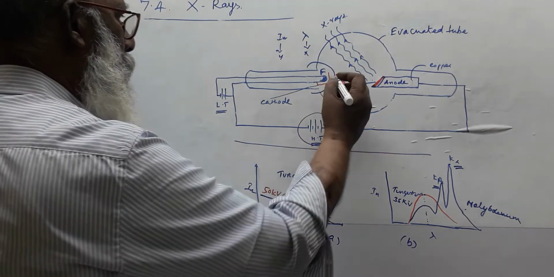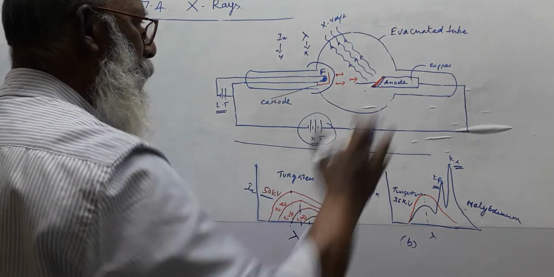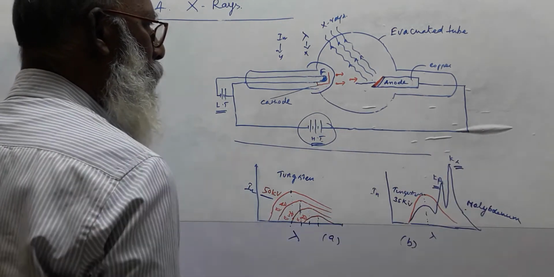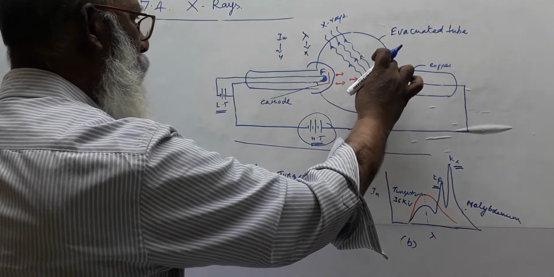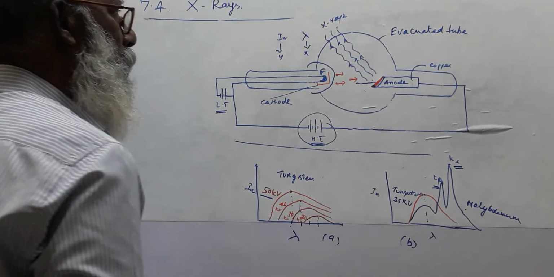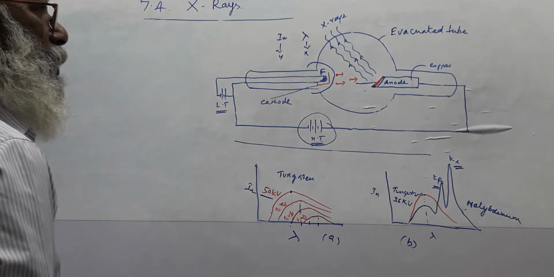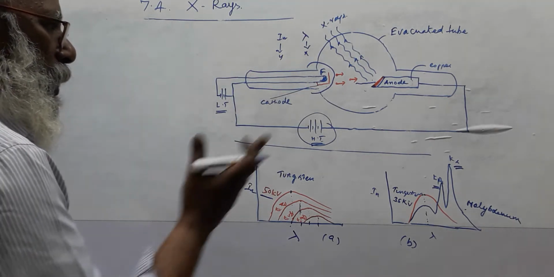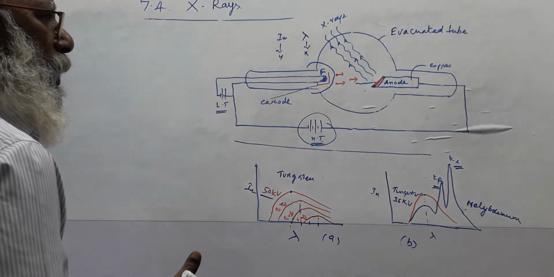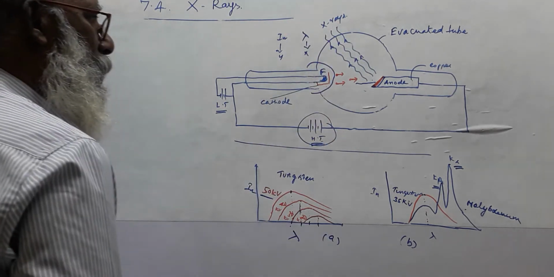So the kinetic energy of the electrons is rapidly raised and they hit the surface of the tungsten or molybdenum. Within a fraction of a second, there is emission of X-rays. This is the fundamental working condition of X-rays. How X-rays are produced is very important to understand.